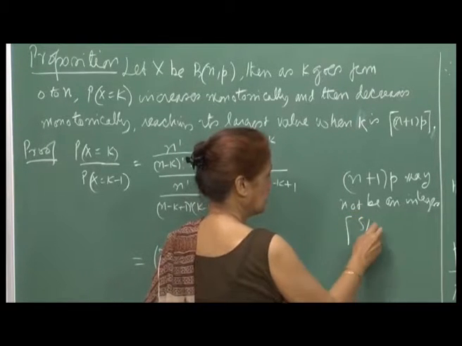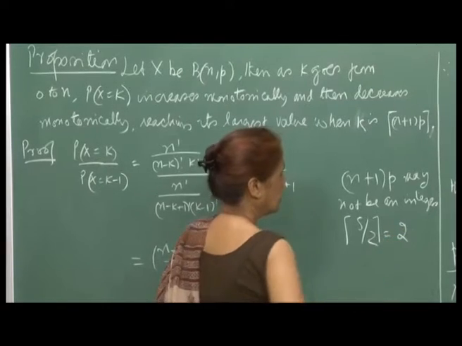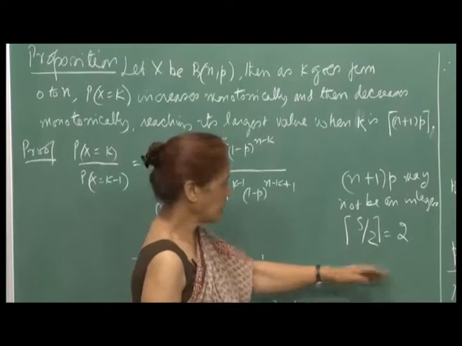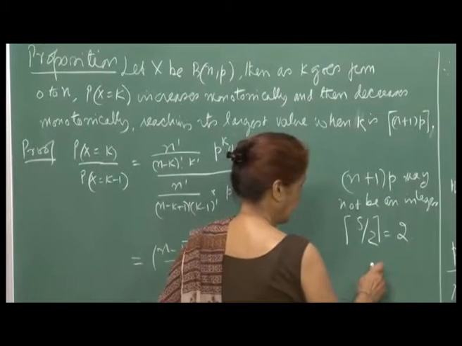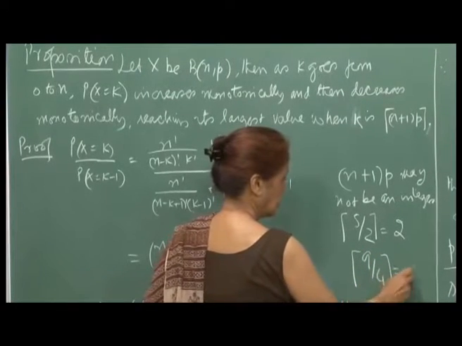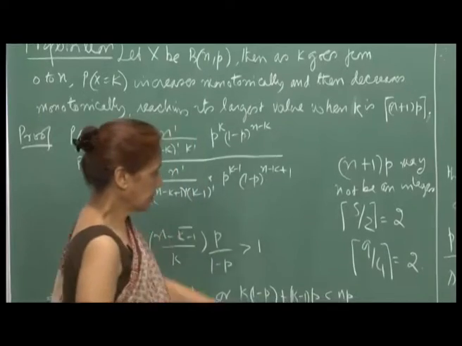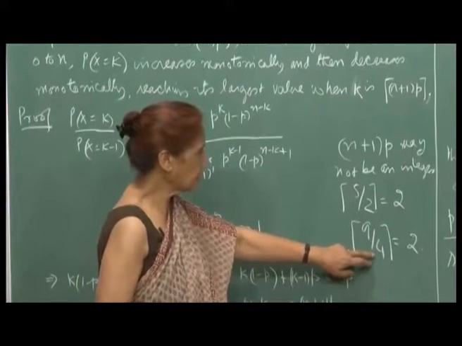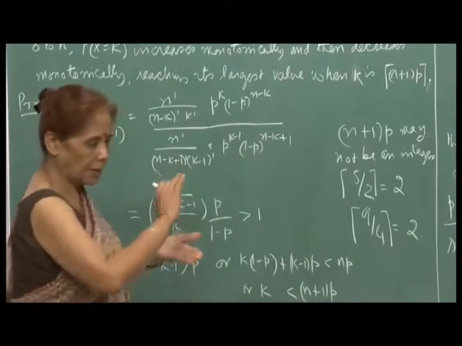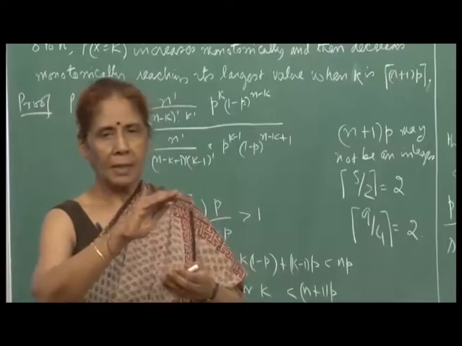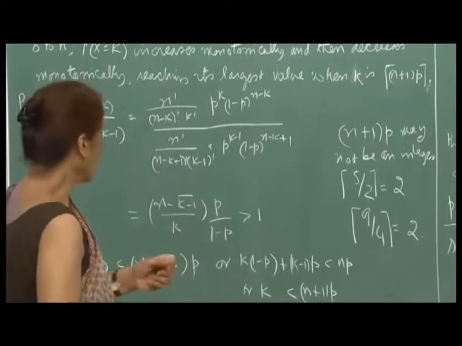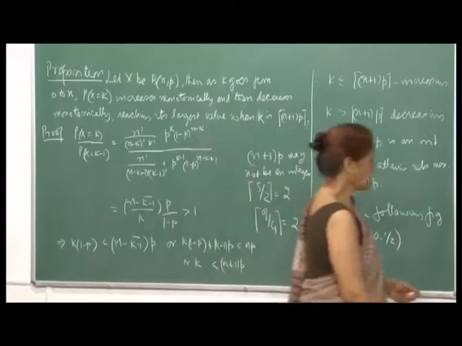So, the largest integer here would be 2, the largest integer which is less than (n plus 1) into p. So, this is this, right. Similarly, if you consider 9 by 4, here again the largest integer will be 2, because 4 times 2 is 8 and then it is 1 by 4. So, this is what we mean by that. That means the binomial probabilities keep on increasing, reach the largest value, the maximum, and then start decreasing. This is the idea, and we want to prove this result.